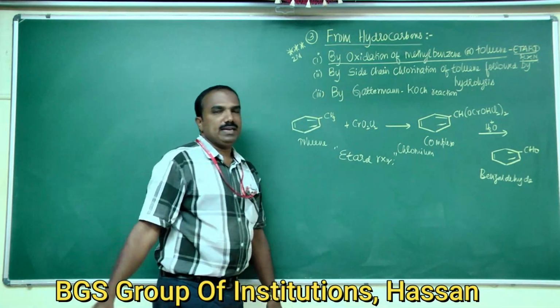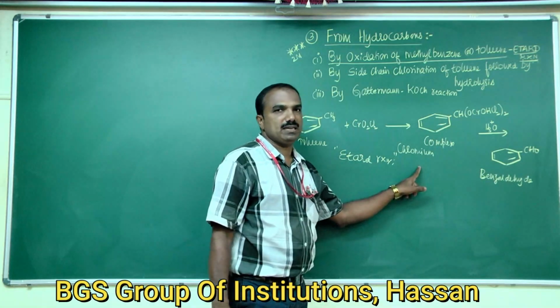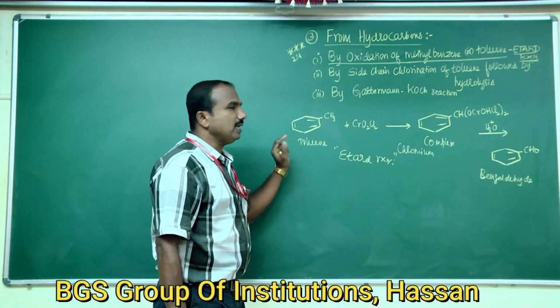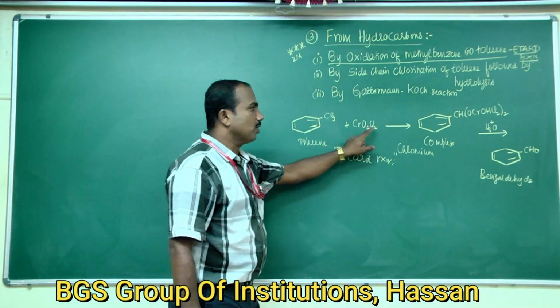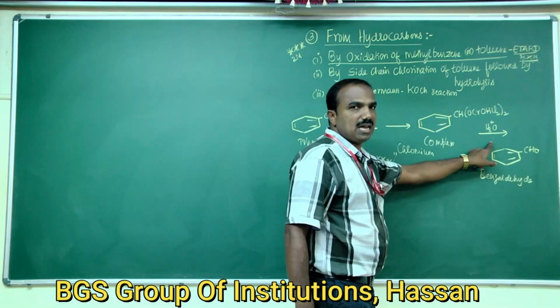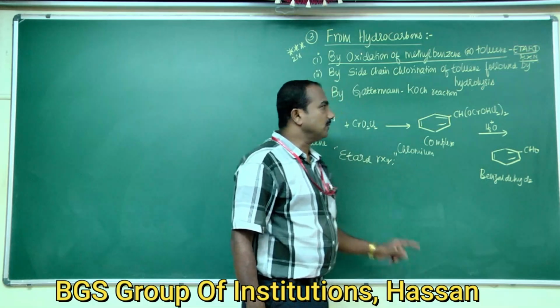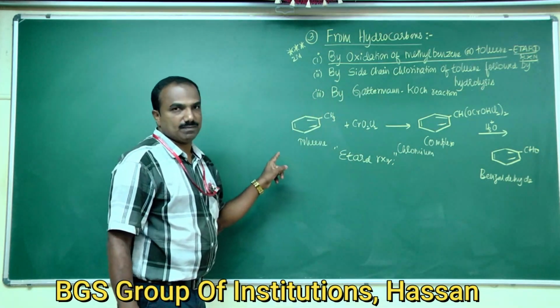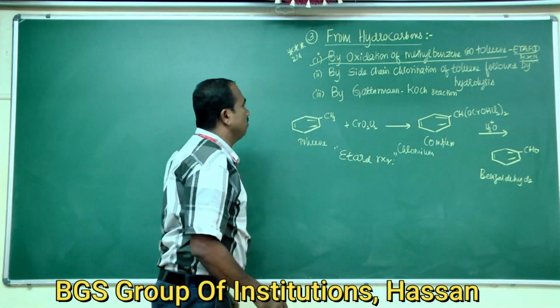If you are asked to explain the Etard reaction of benzaldehyde in the examination, you should write: when toluene is treated with chromyl chloride, a chromium complex is formed. This on hydrolysis in the presence of acid gives benzaldehyde. So this is the reaction. Okay. Second method. In this there are two methods, and this is the first one.